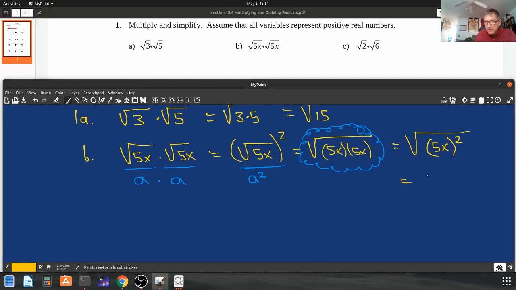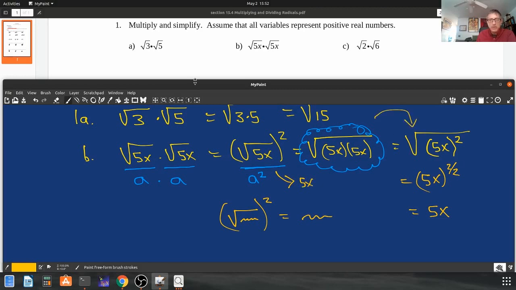And the index is 2. So this is 5x raised to the power of 2 divided by 2, which is 5x raised to the power of 1, which is just 5x. So here we kind of learn an interesting phenomenon. The square root of anything squared is equal to that anything. So here I could have immediately gone to 5x. Instead I derived it using the product rule.